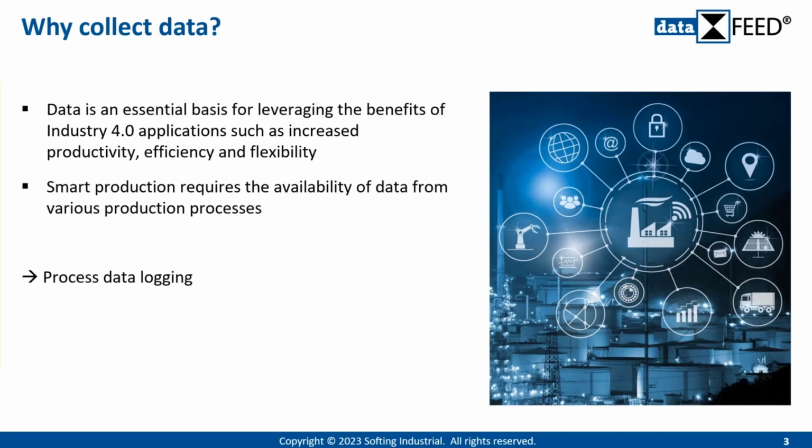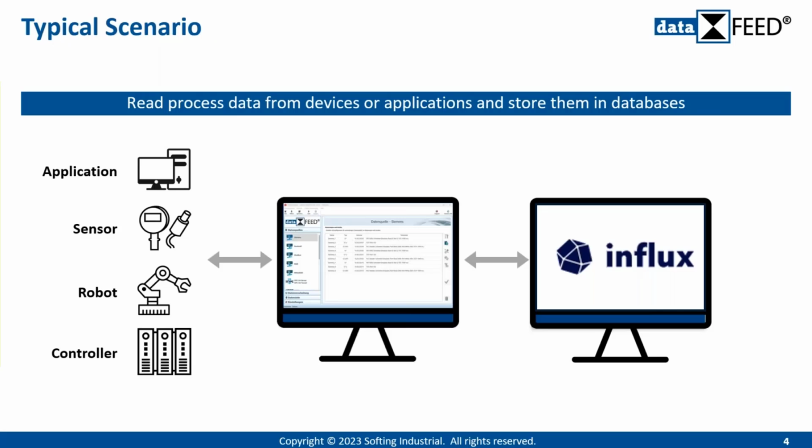More or less the summary of all of this, we call it process data logging. That's one important part for the Industry 4.0 topic. The typical scenario is to read the data from different sources, for example, applications or some sensors, robots or controllers, reading this process data and storing this data in a database. In our case, for today, in an InfluxDB. How you can do this, I will show you later in the live demo.